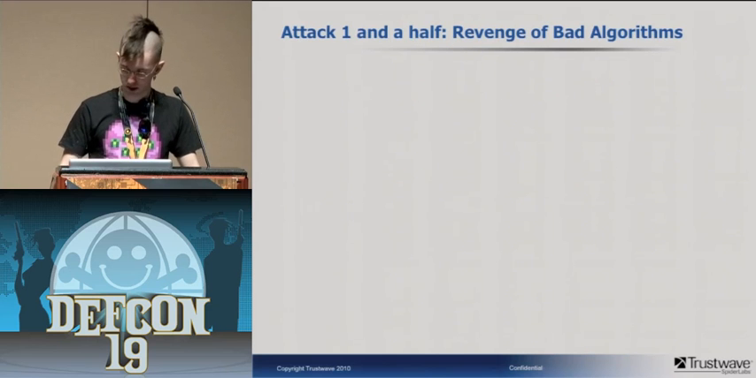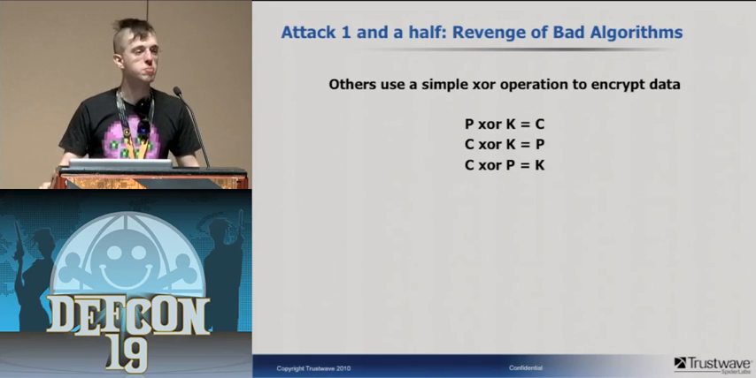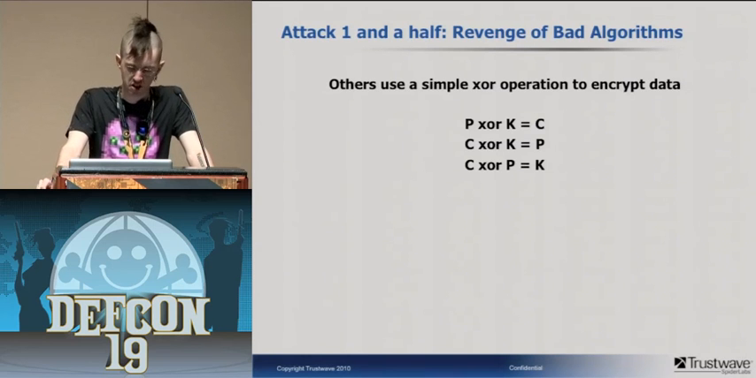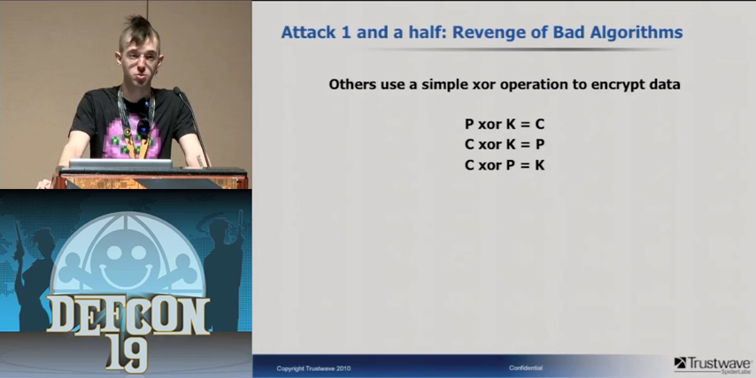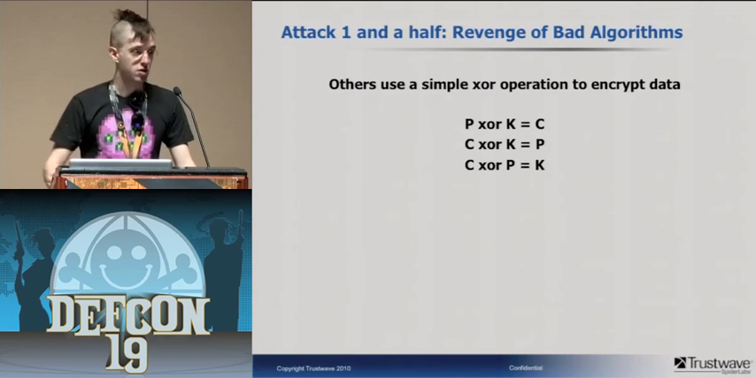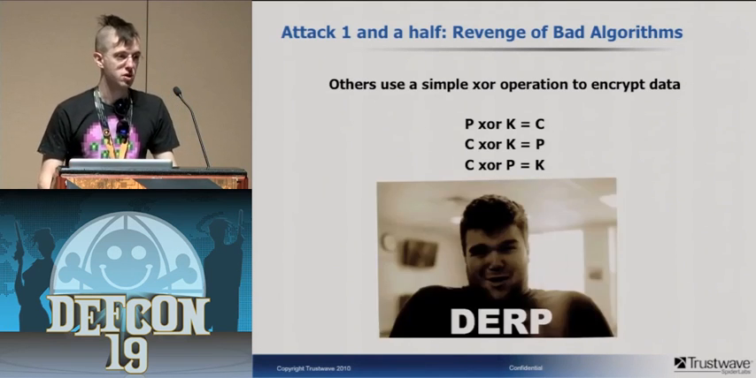So, more bad algorithm stuff. Some people use XOR to encrypt data. And the funny thing about XOR is that it has this weird property: if we use an XOR operation between a plain text and its corresponding ciphertext, we get the key. So that's ugly, and you really don't want to be using XOR.